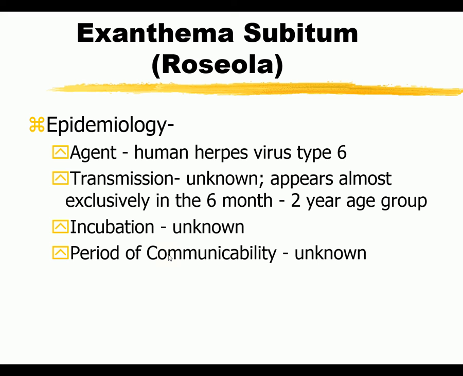As far as what causes it, the human herpesvirus type 6, it appears mostly in 6 months to 2 years. Rarely do we see it after 3 years old. Incubation, again, they think around 5 to 14 days, so about 2 weeks would still be safe to say. The period of communicability is unknown with this one. It is also called sixth disease. Wonder why.